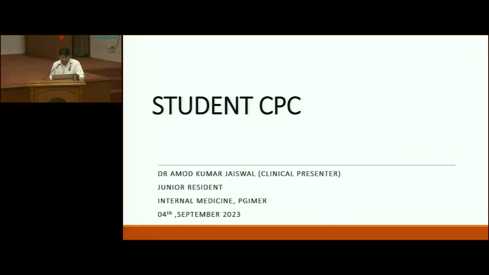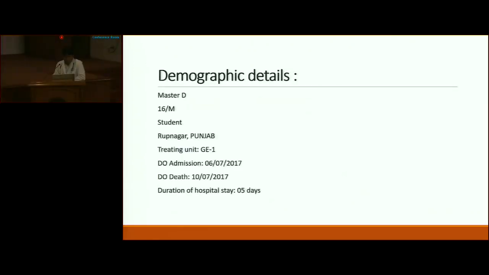Good morning, everyone. I'm going to present the first case of a student CPC. My patient is Master D, a 16-year-old male student from Roopnagar, Punjab. The treating unit was Gastro 1. Date of admission was 6th of July 2017. Date of death was 10th July 2017. Duration of hospital stay was 5 days.